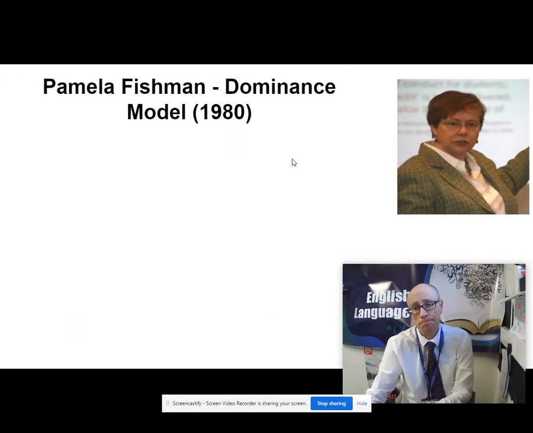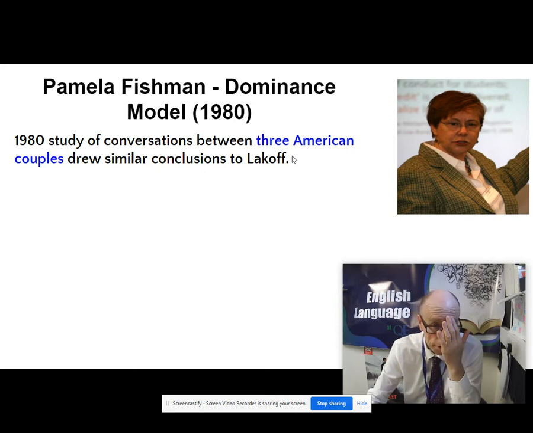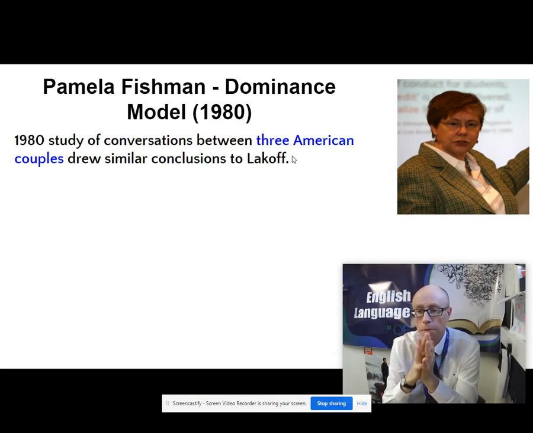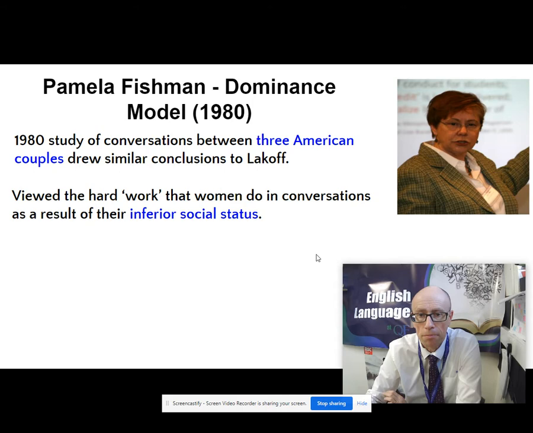Here's Pamela Fishman. She's one of the prime movers in what we're calling the dominance model. So she did a study in 1980 of conversations between three American couples, and she drew similar conclusions to Lakoff. Note, by the way, the rather narrow demographic that we've got theories being put forward, but it seems to be based on a very narrow range of people. We know that Lakoff did her study on her friends, middle-aged Californians, in the mid-1970s, and here Pamela Fishman is doing one step up, because this is actually a study that's based on real data, but still it's a very narrow demographic which is being drawn upon.